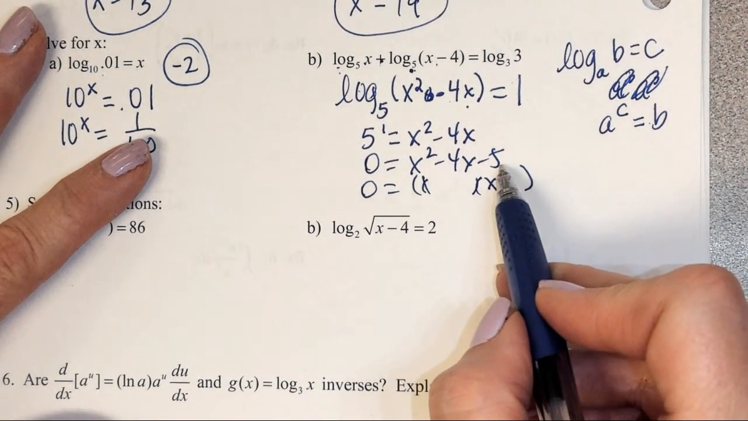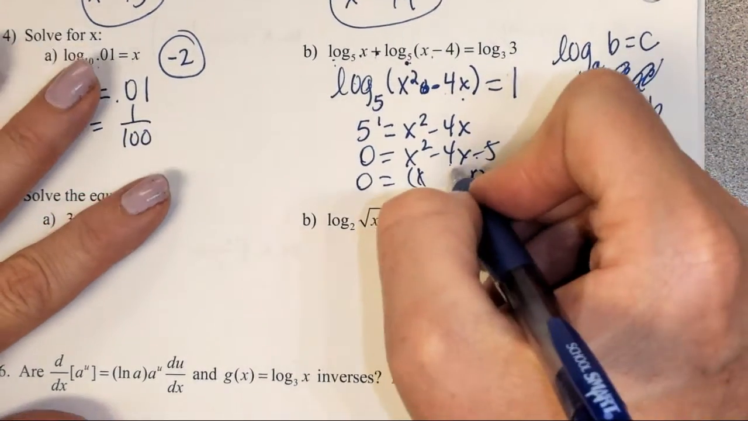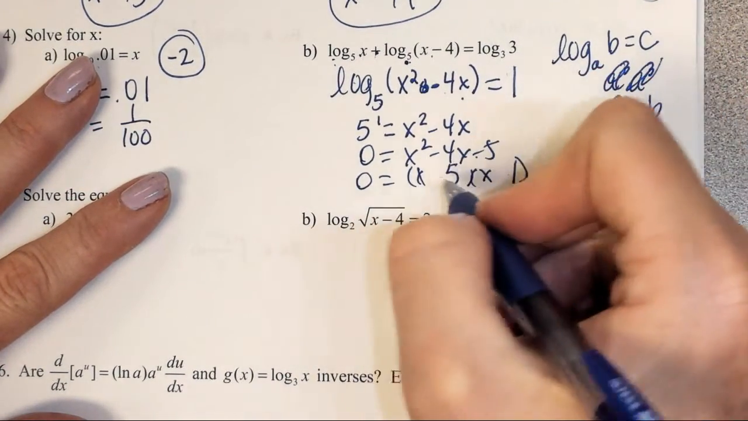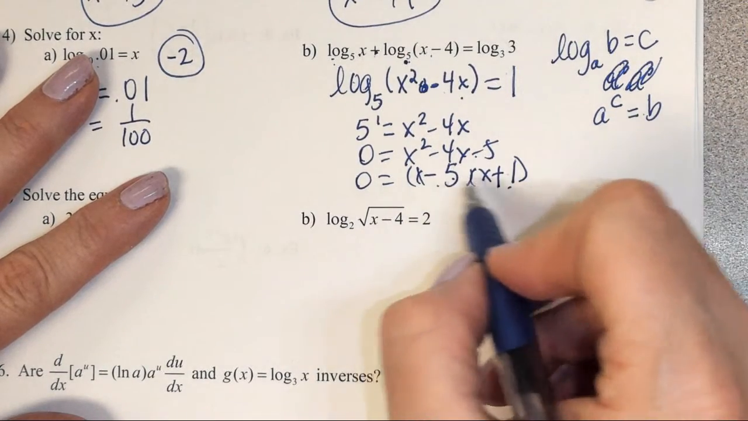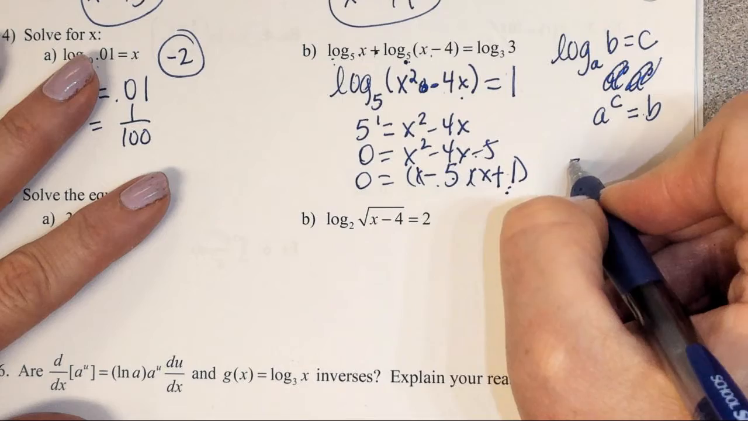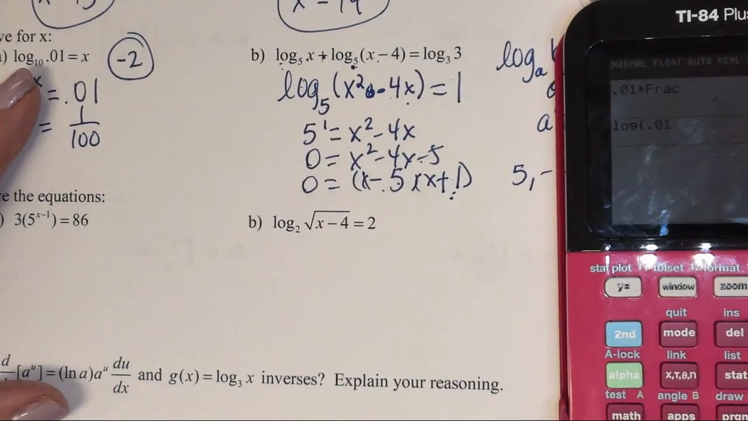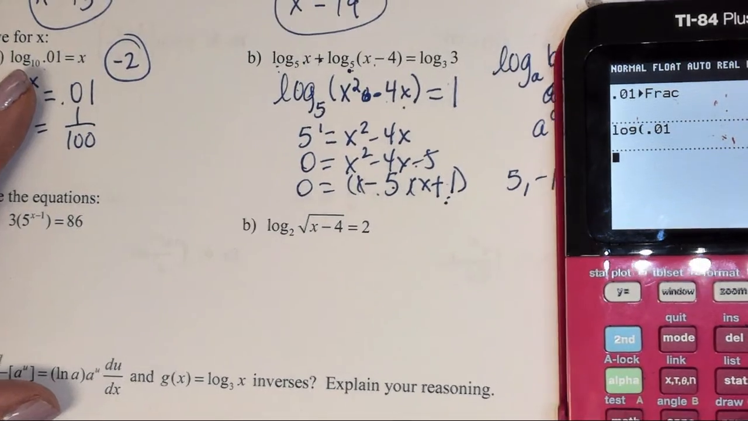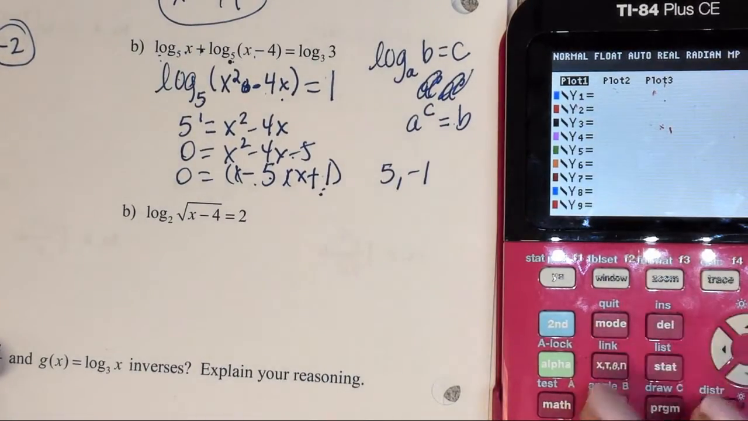What are numbers that multiply to be 5 and subtract to be 4? Negative 5, positive 1. Okay, and so then what are our solutions? Does anybody know, though, why negative 1 is not actually an answer? Any ideas?